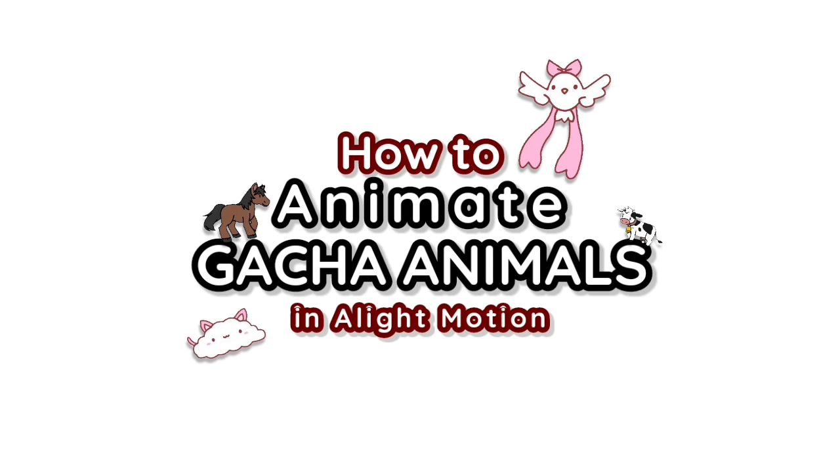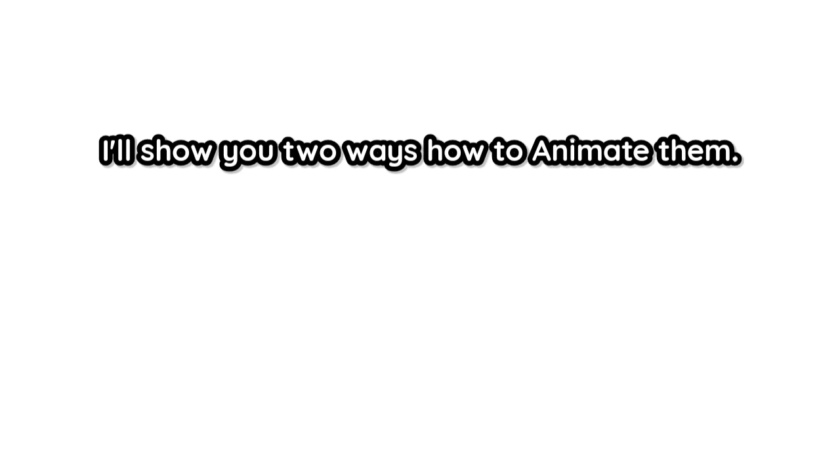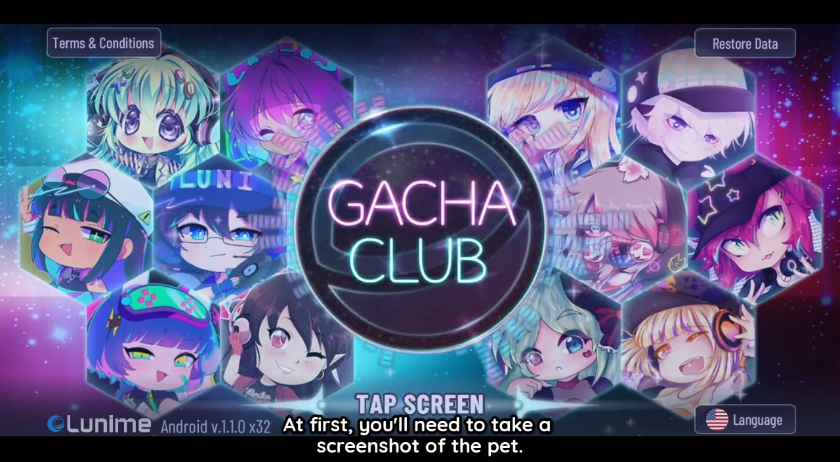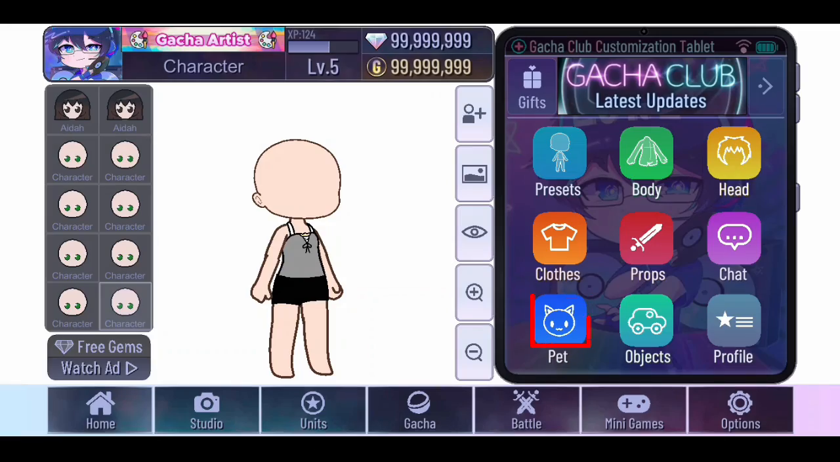To animate Gacha animals in Alight Motion, I'll show you two ways how to animate them. 1. Picture tweening. 2. Vector drawing. At first, you'll need to take a screenshot of the pet.